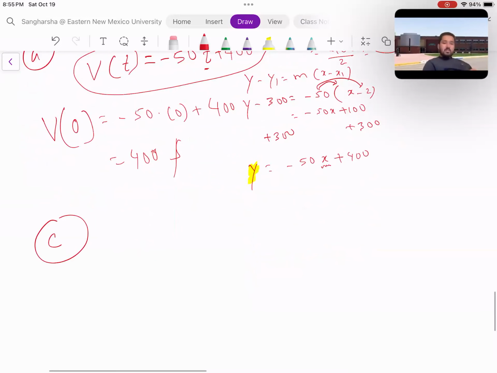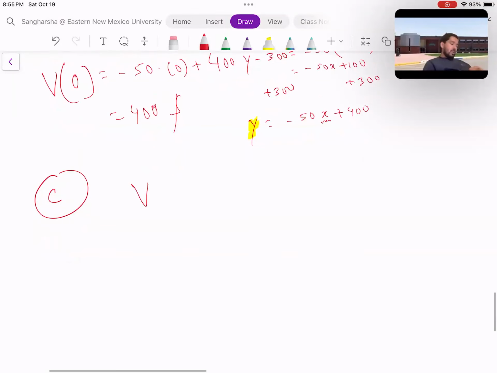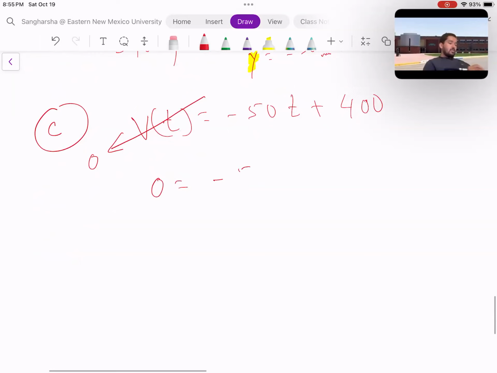Now for part C, assuming that the value of the printer is a linear function of the number of years after its purchase, when will the printer's value reach $0? So our function is p of t is negative 50t plus 400. And we are asked to find when. It means we are asked to find the time the printer value is $0. It means v of t is 0. So 0 equals negative 50t plus 400.